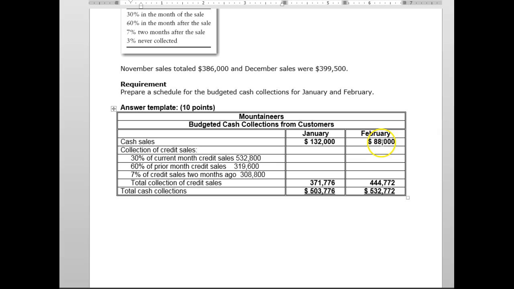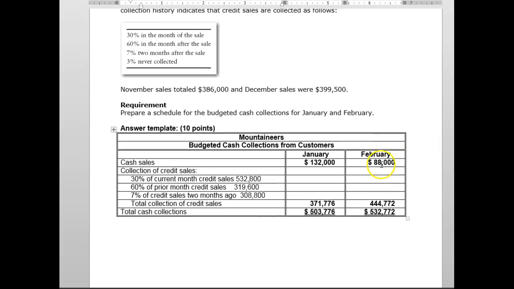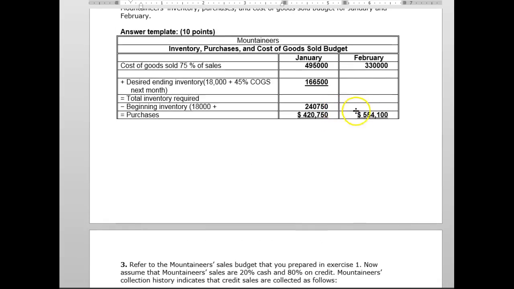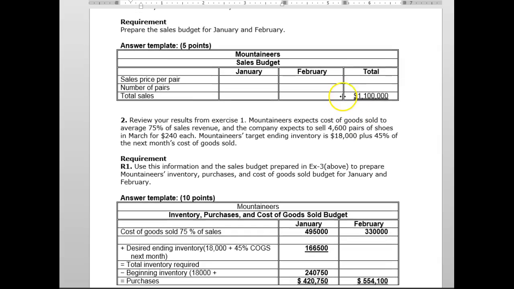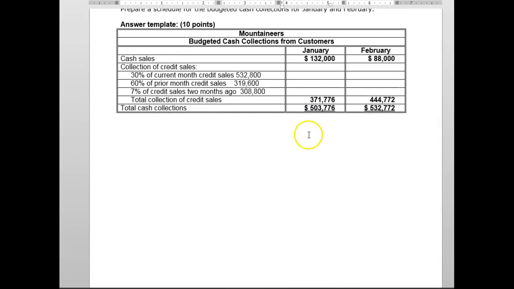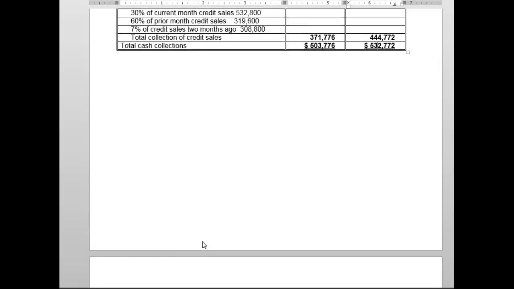And you'll use February's budgeted sales figures here, and that will come from up right here. So you're kind of jockeying all over the place. But when you get all done, you should have these total cash collections. Here's the numbers to go. And this is your total credit sales. So give that a good try. And email me, or message me, if you have trouble with that.